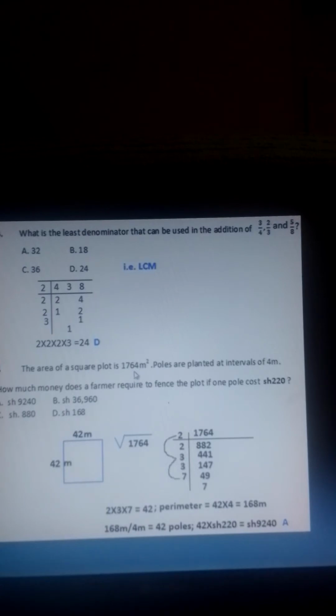So to find the length of one side, we find the square root of 1,764. Now we use this method to find the square root of 1,764. We write it here and use the prime factors. Starting with the 2, 2 goes into 17, 8. Remainder 1. Into 16, 8. Into 4, 2. 2 again, 2 goes into 8, 4. Into 8, 4. Into 2, 1.